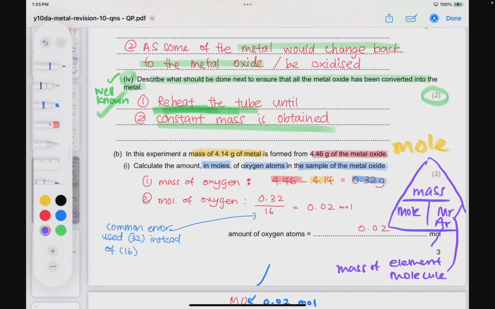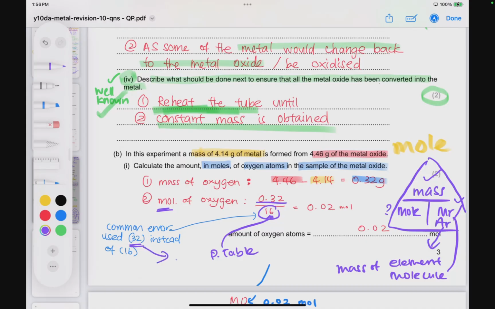So here, in order for us to find the mole of oxygen, I have to use mass divided by the AR. So the mass is 0.32, and then the AR for oxygen is 16. You do need to go to the periodic table to find this because it's not given. But unfortunately, there are some students who put 32 instead of 16.